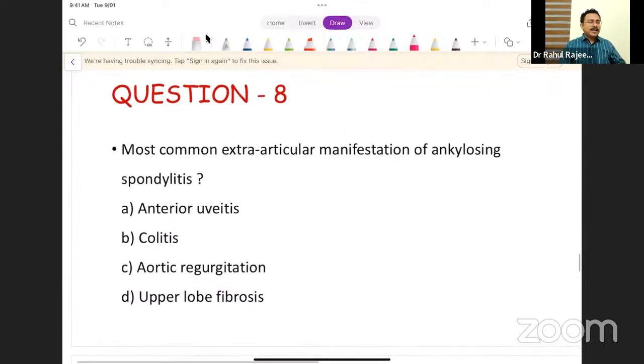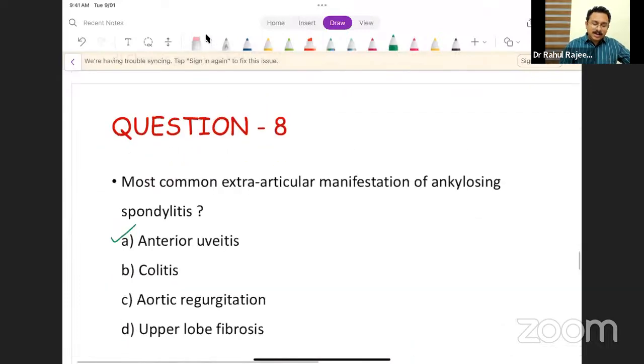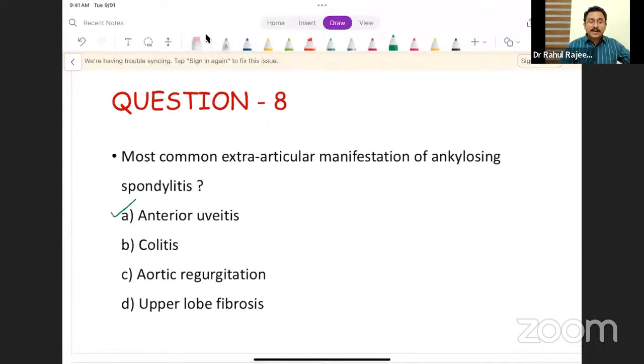Question 8, again a simple, straightforward question. What is the most common extra-articular manifestation of ankylosing spondylitis? All the options given are extra-articular manifestations. In fact, the most common is anterior uveitis.